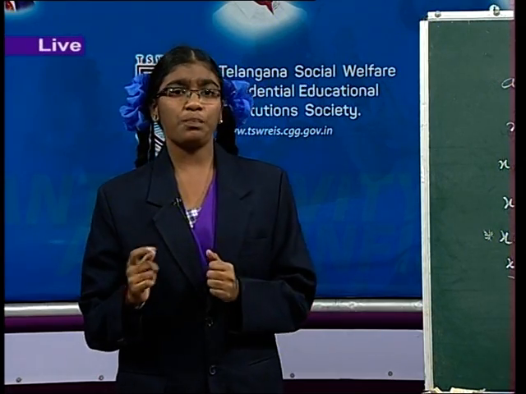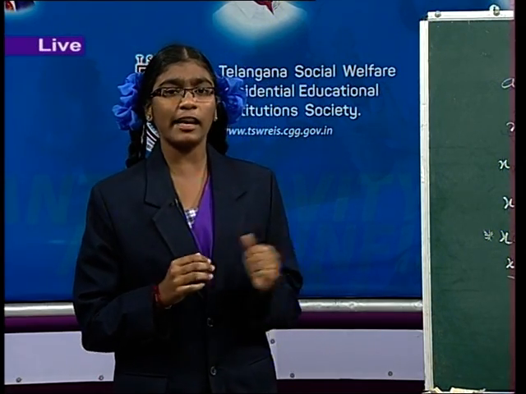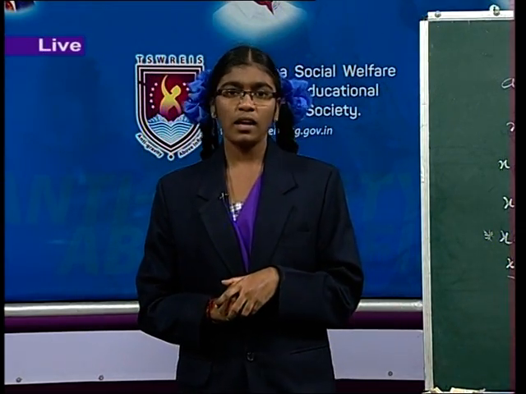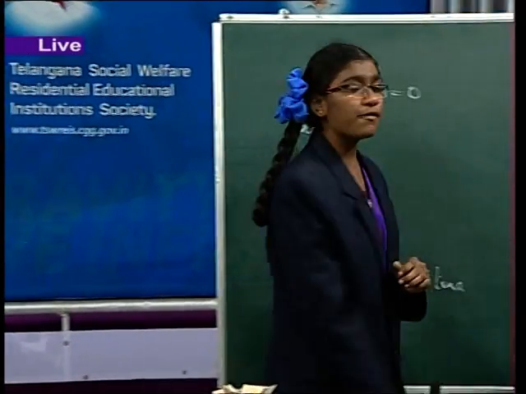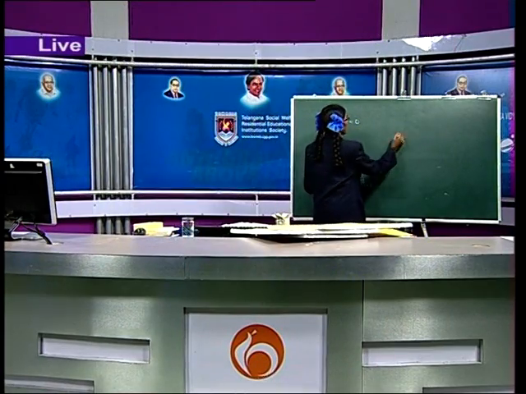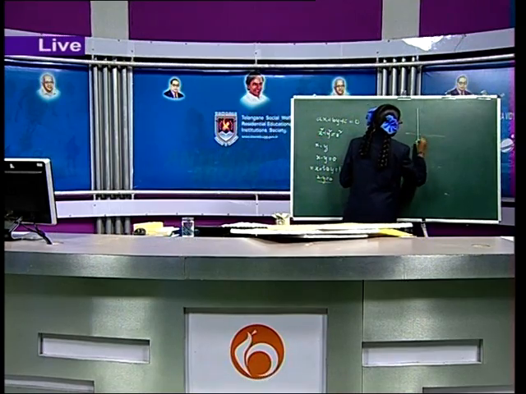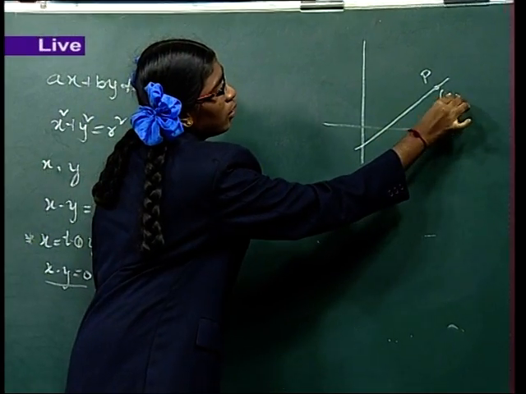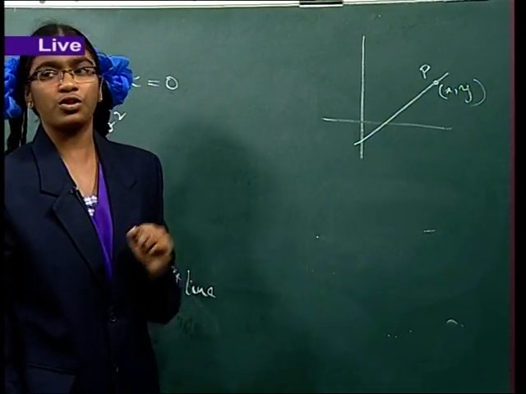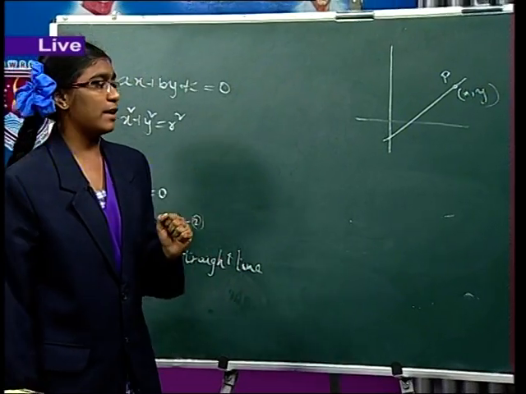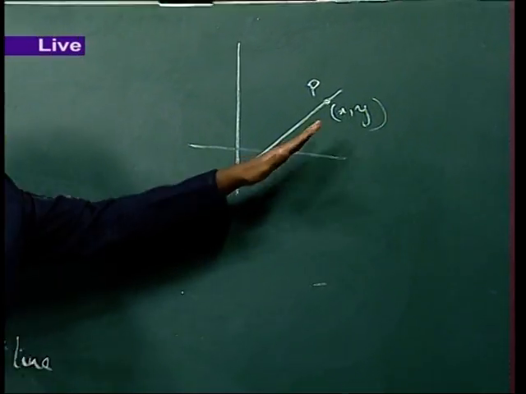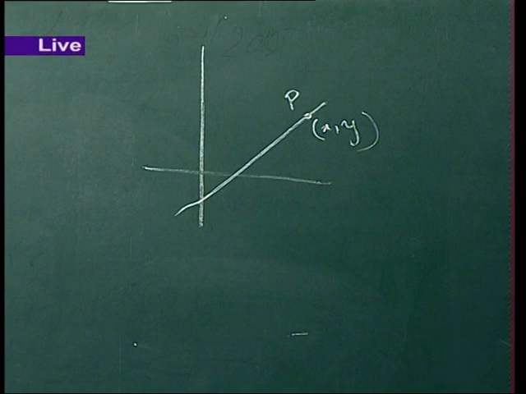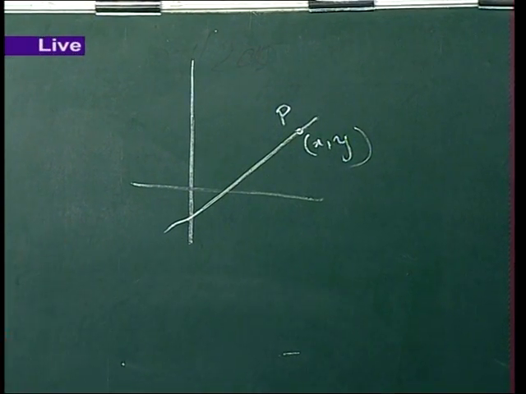Okay friends, now I think you all know that the point slope form we already learned in intermediate first year, in the straight line chapter. Okay, if we take the point slope form, here a point P equals x, y. The point P of x, y are the coordinates. Here a straight line passes through the point. It is the point slope form, friends.